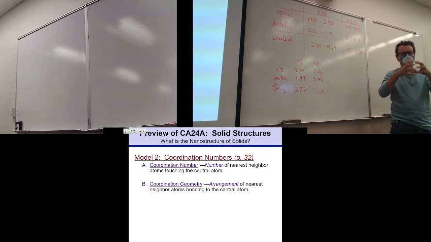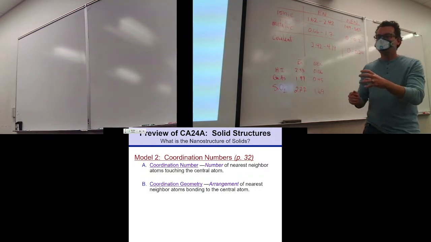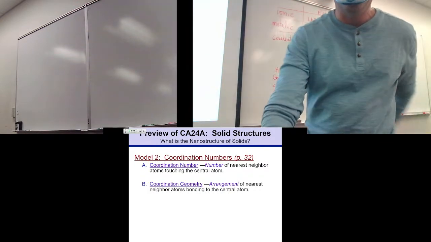If I have an atom in the center and I have 6 atoms around it, I can describe the coordination geometry as octahedral. But we'll get to those names in a little bit.